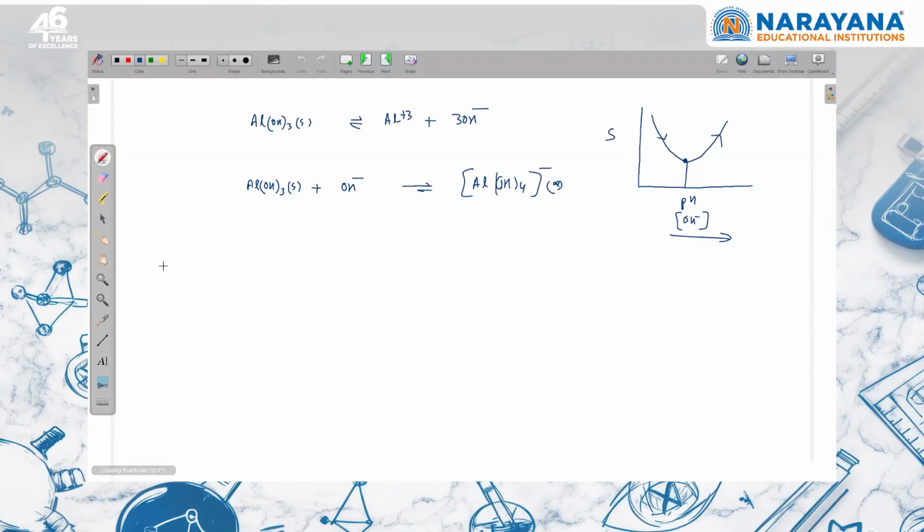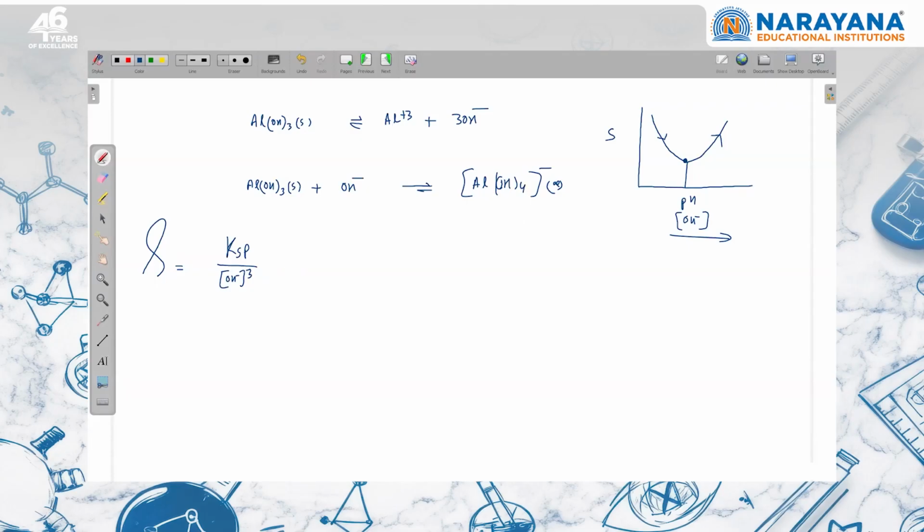So first we'll write the solubility of aluminium hydroxide is equal to Ksp divided by the concentration of OH⁻ whole cube, right? Because whatever aluminium hydroxide dissolves, it will form Al³⁺ and this complex ion.